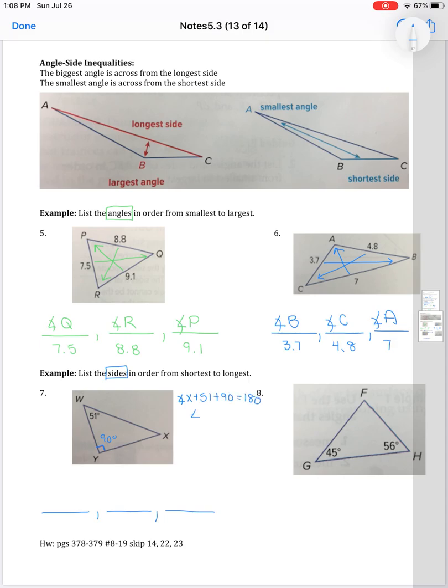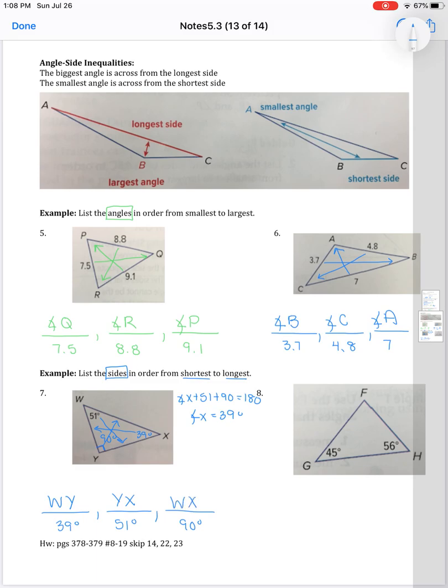Now for 7 and 8, it says list the sides. So now we're shifting gears here. Now we want sides from shortest to longest. So we're going to do something very similar to what we did with 5 and 6, but now we don't have the sides yet, we have the angles. So let's fill in what we know. So W is 51, Y is 90, and we have to find X. So angle X plus 51 plus 90 equals 180, which allows us to get 39 degrees for angle X.